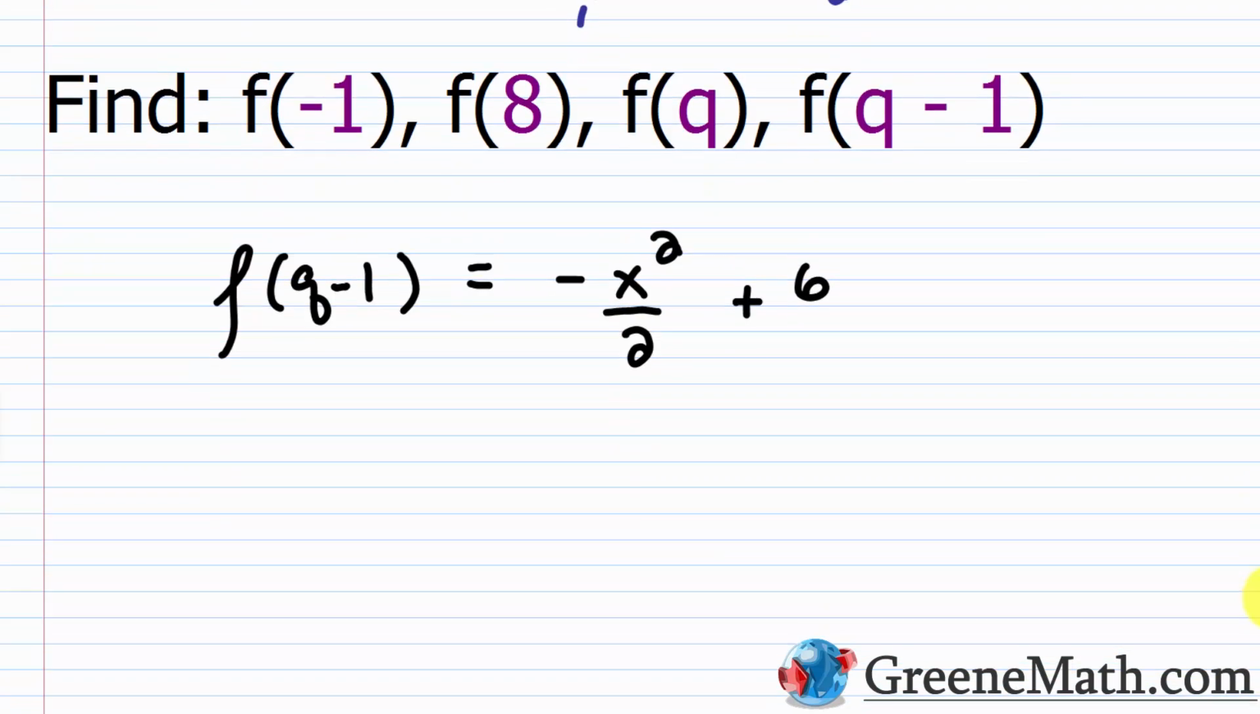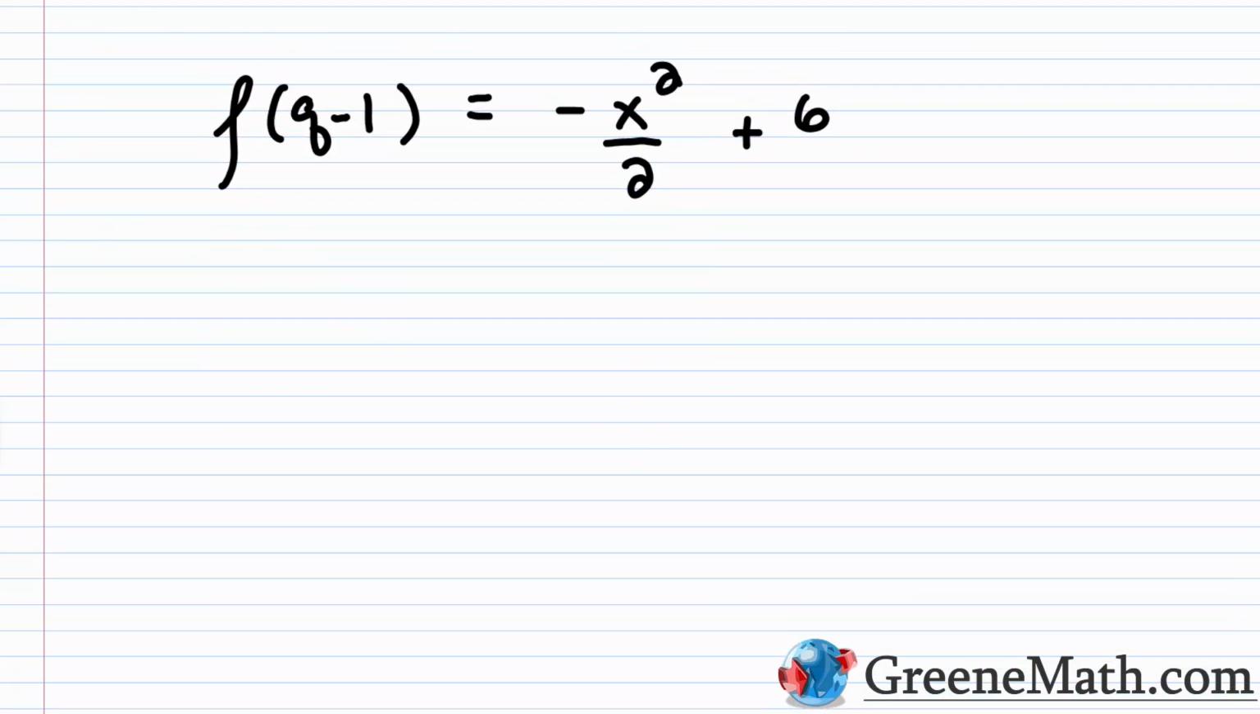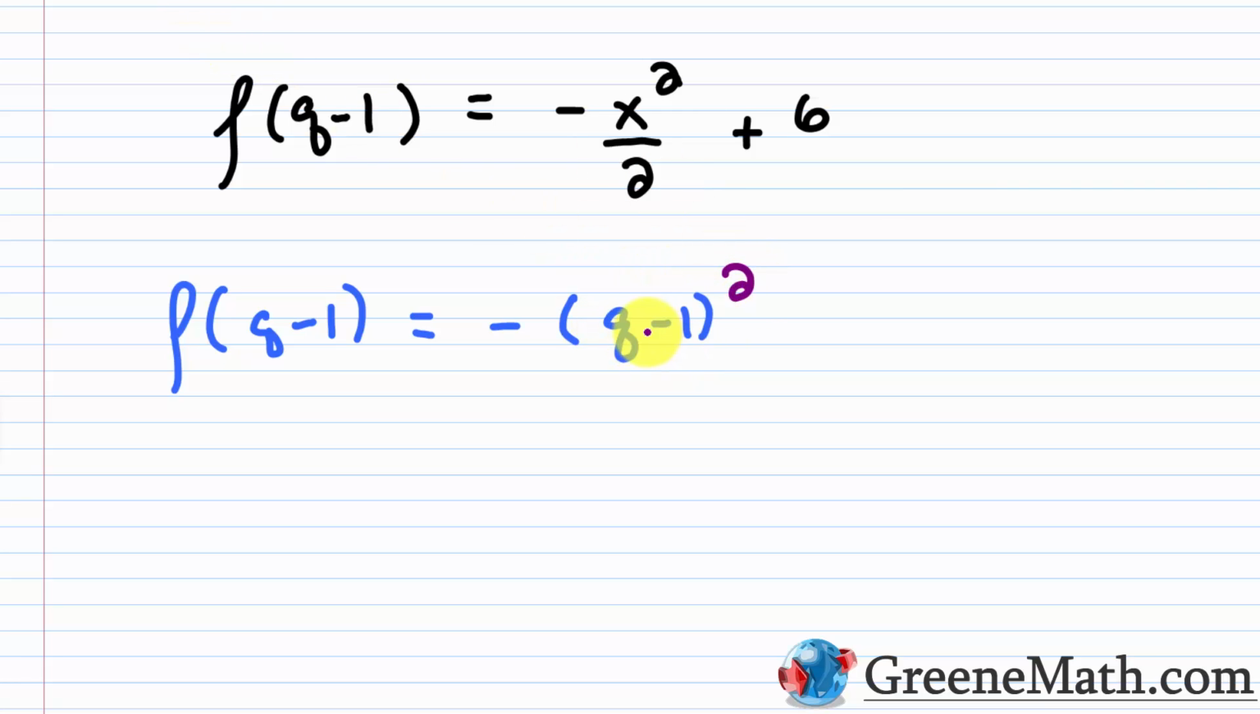So let me scroll down. We don't need any of this information anymore. So what I'm going to have is f of q minus 1 is equal to the negative of, inside of parentheses, q minus 1, this quantity, and this guy is being squared. So remember, you have to expand this. You can't just say it's q squared minus 1 squared. That's a big mistake. Then this is over 2, and then we have plus 6 over here.